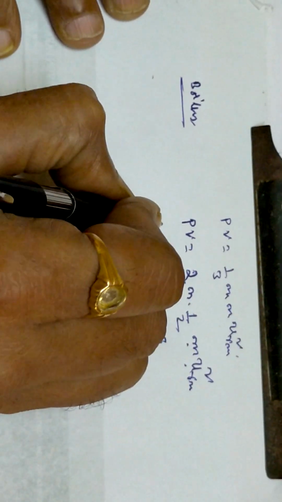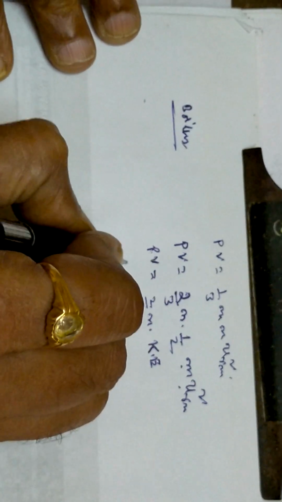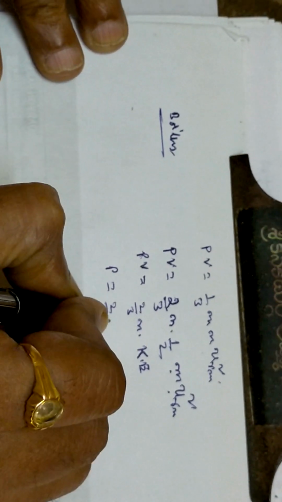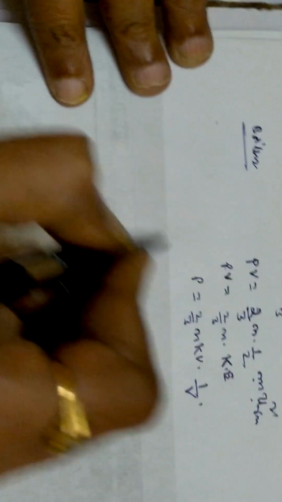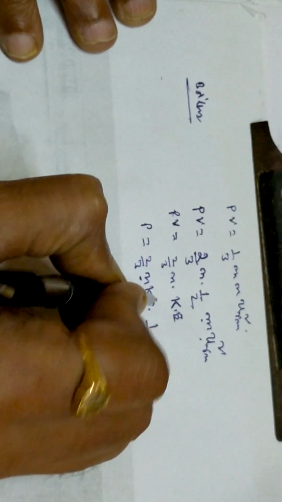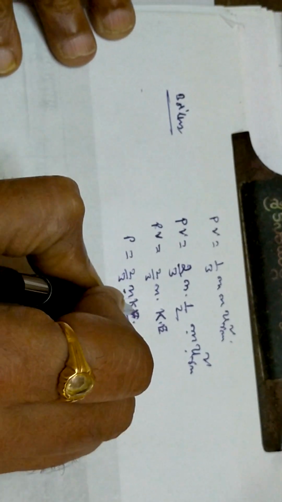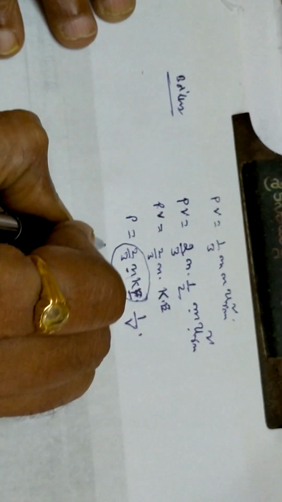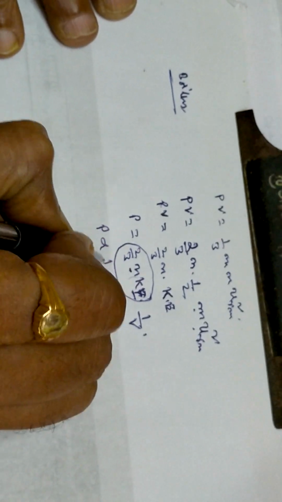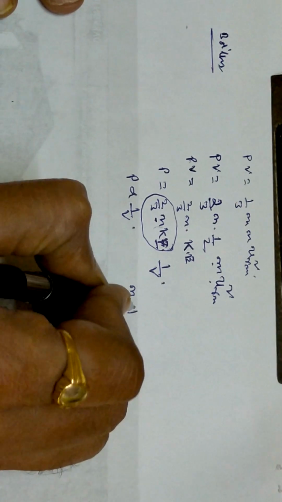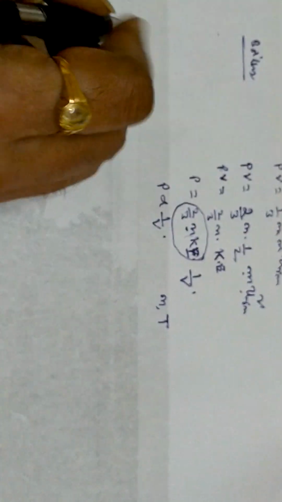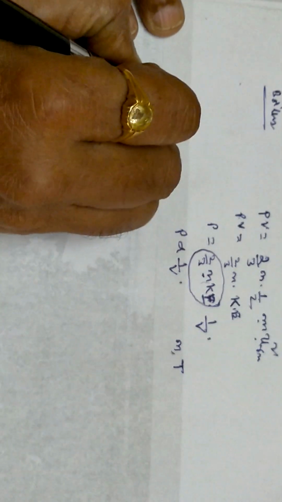If I bring V to this side, P equals 2/3 n KE times 1/V. At constant n and constant temperature, temperature is directly proportional to kinetic energy, so all these things will be constant. So P is inversely proportional to V. That means it holds good for Boyle's law at constant n and T.